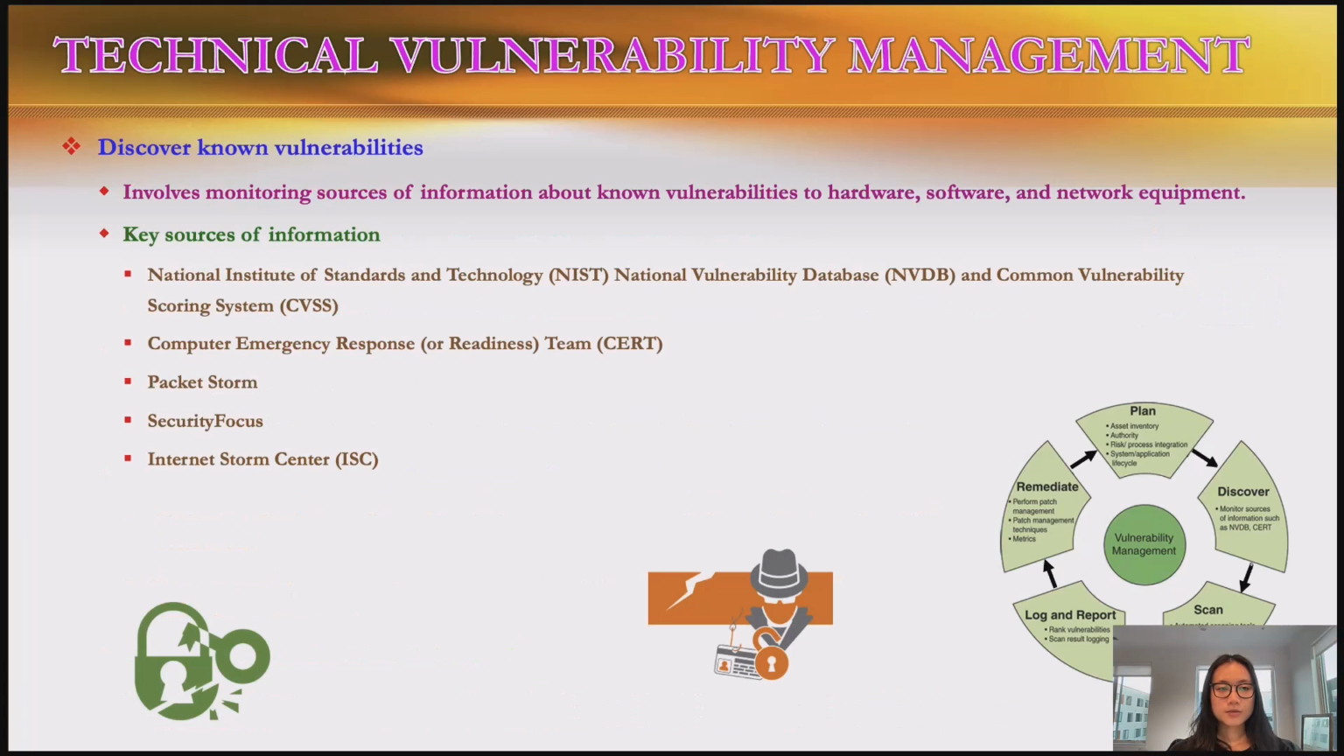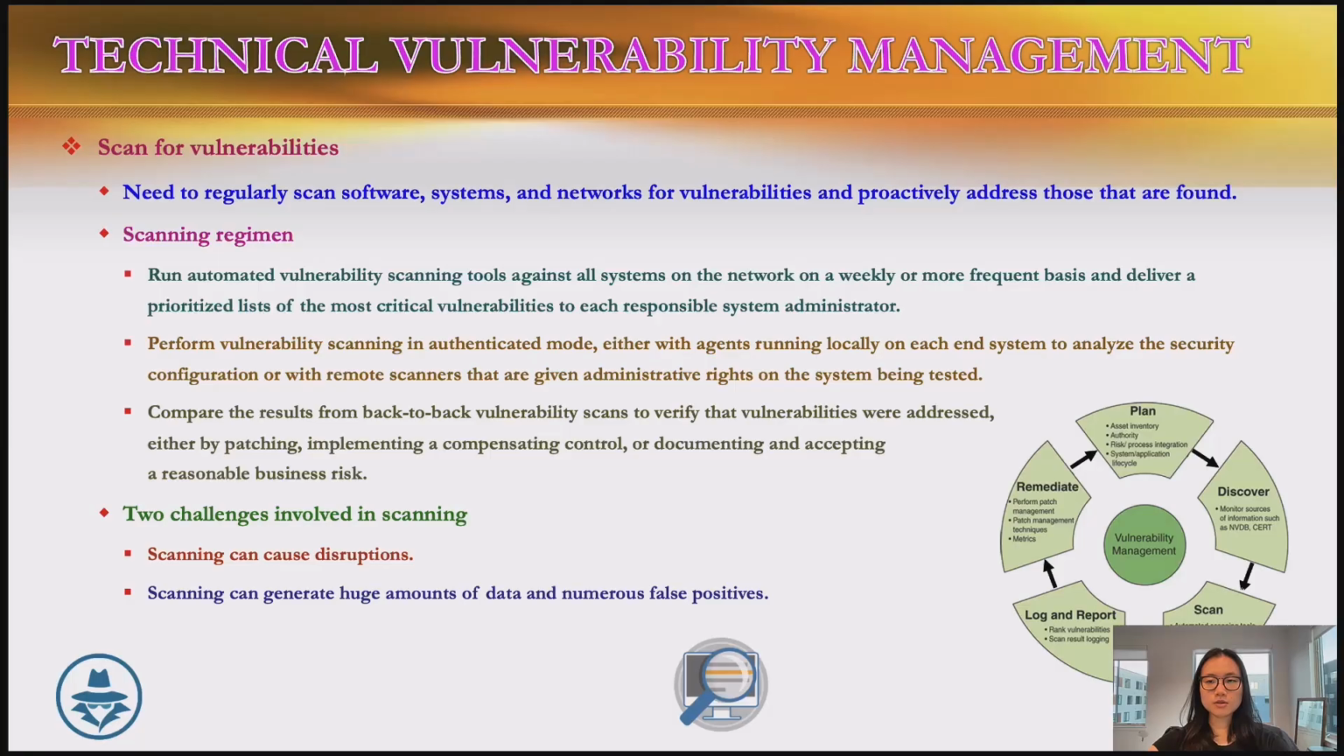And the second step to achieve effective technical vulnerability management is discover. The discover step involves monitoring sources of information about known vulnerabilities to hardware, software, and network equipment. The following list here on this slide shows the several key sources of information about known vulnerabilities. In addition to monitoring vulnerability reporting services, organizations need to regularly scan software, systems, and networks for vulnerabilities, and they need to proactively address those that are found. The Center for Internet Security recommends the following scanning regimen, and they are listed here on this slide.